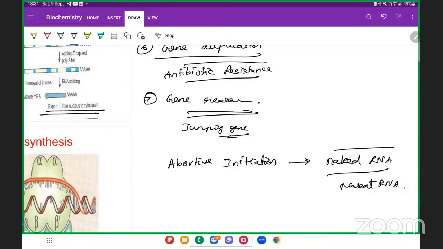Till this, do you have any doubt? If you have any doubt till this, just let me know. With this, we are completing the transcription. With this, we have actually completed the transcription. Once again, I repeat all the post-transcriptional modifications.